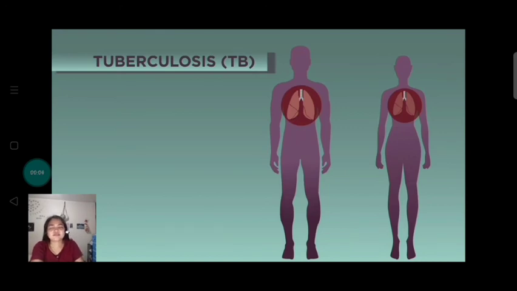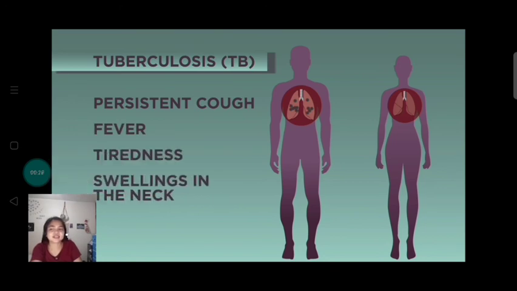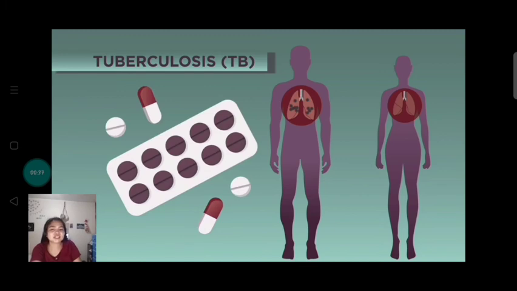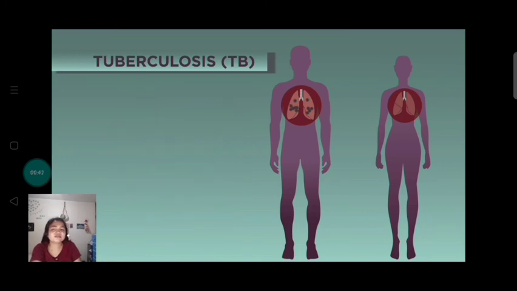Tuberculosis, or TB for short, is a bacterial infection that mainly affects the lungs. It is spread by breathing in tiny droplets of coughs or sneezes of an infected person or animal. Symptoms of TB include a persistent cough, which may bring up blood, fever, tiredness, and swelling in the neck. TB is a serious condition, but it can be cured if it's treated with the right antibiotics. The number of cases of TB in many countries has been reduced by the use of vaccination.